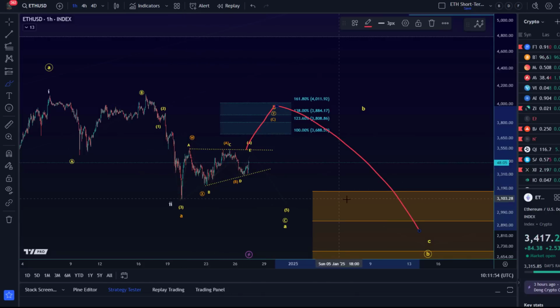So I'm watching these two corrective patterns. We should get some clarity over the coming sessions which one it is. That's the update about Ethereum.